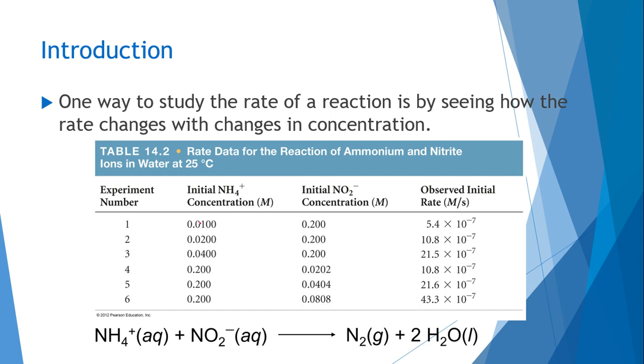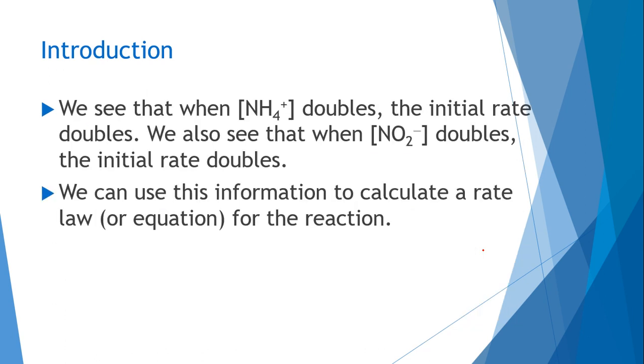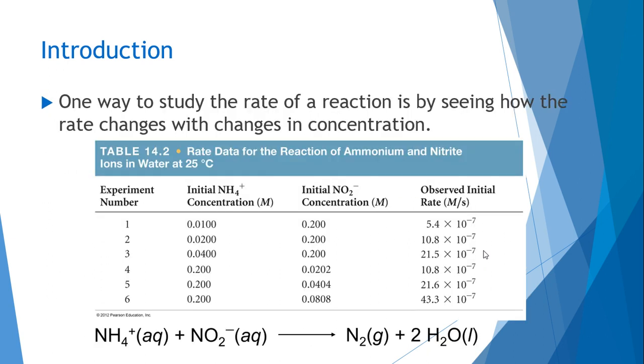And they did a number of experiments. They changed the ion concentration for ammonium and for nitrite, and then they measured the speed of the reaction. So in that, we're going to see that when NH4+, or ammonium, doubles, the rate of the reaction doubled. So for example, here, if I went from 0.01 to 0.02, it's doubling. We're going to notice that my reaction rate here doubled as well.